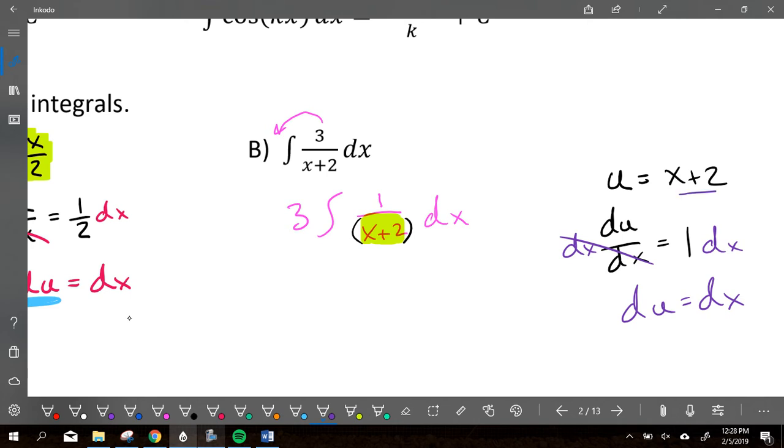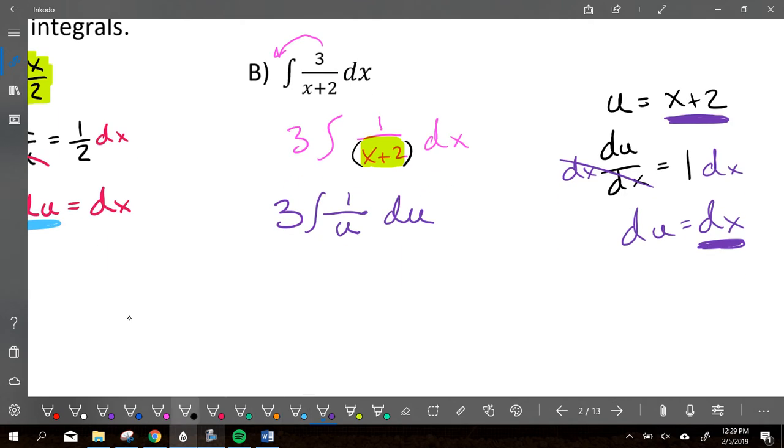Now that we have figured out what u is and what du is, we're going to substitute in for those two things. So my problem is now going to look like this. 3 integration. I haven't done the integral yet. 1 over, what's going to go on bottom? u. I'm plugging in for x plus 2. And instead of dx, I can just plug in du. Okay?